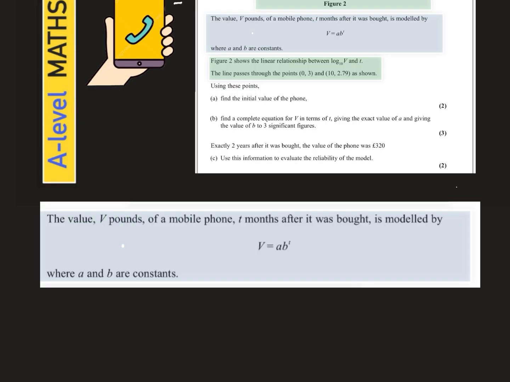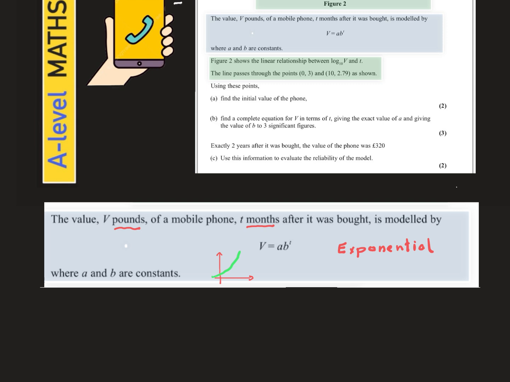The information that you're given is that the value in pounds of a mobile phone T months after it was bought is modeled by this equation over here, where A and B are constants. Please keep in mind that T is in months and the value is in pounds. You should be able to recognize this equation as being exponential. Exponential functions will go either up rapidly or down rapidly, so it's worthwhile knowing what the outcome will be.